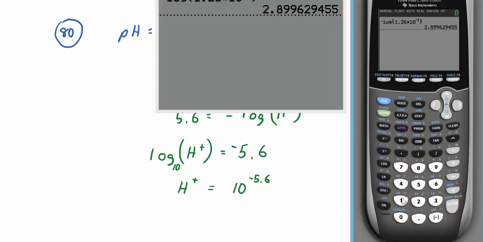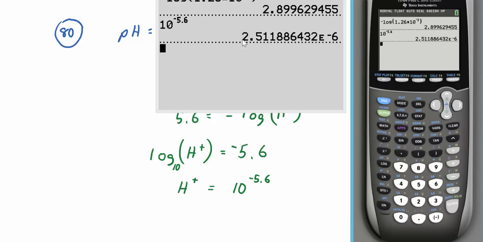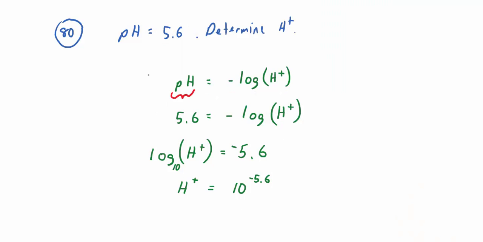You're going to plug it in your calculator, 10 to the negative 5.6, and get, okay, this notation means we'll go to a couple places just for fun, 2.51 times 10 to the negative 6. So 2.51 times 10 to the negative 6. What units are we in?